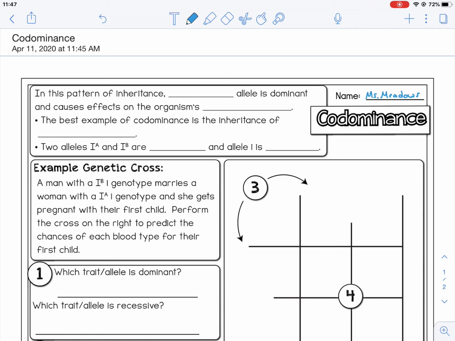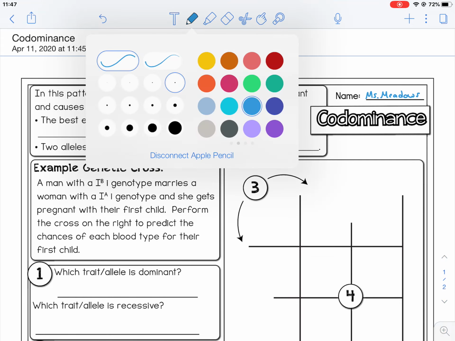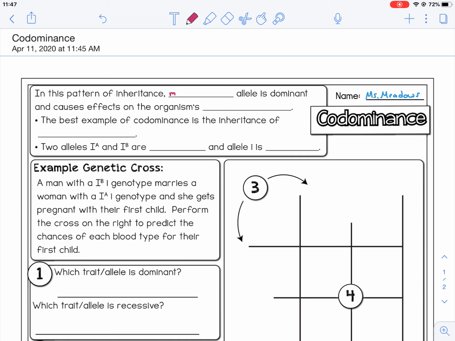Now, with codominance, this is a pattern of inheritance with more than one allele that is dominant, and therefore causes effects on the organism's phenotype. Remember, the phenotype is what you see. So there's going to be more than one allele that is dominant to the point that it impacts what you see. So the best example here of codominance is blood type.